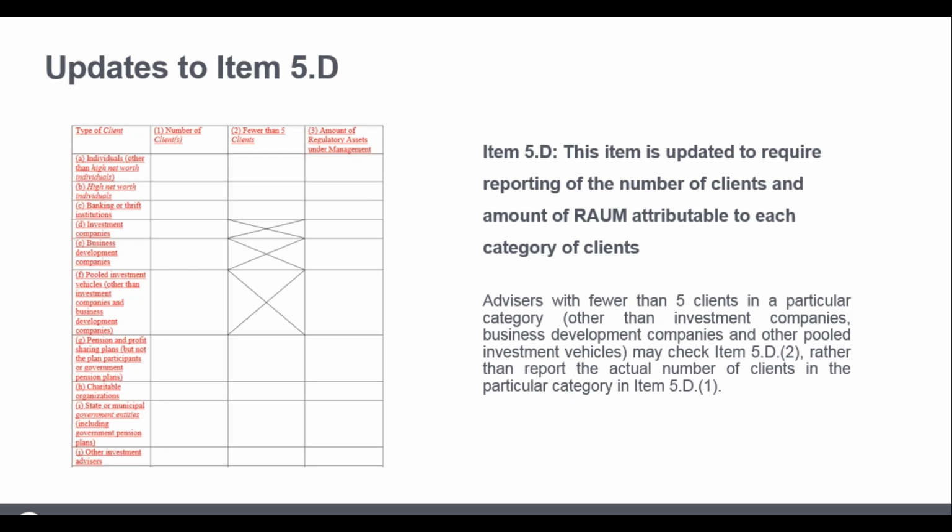The exception there would be for clients that are investment companies, business development companies, or other pooled investment vehicles. For those, you are not able to use that fewer than 5 option, and you're going to need to disclose the specific number of clients within that category. And the FAQ also says that if you do not have any clients in a particular category, you'll need to disclose 0 in item 5D1 as opposed to using that fewer than 5 clients option.